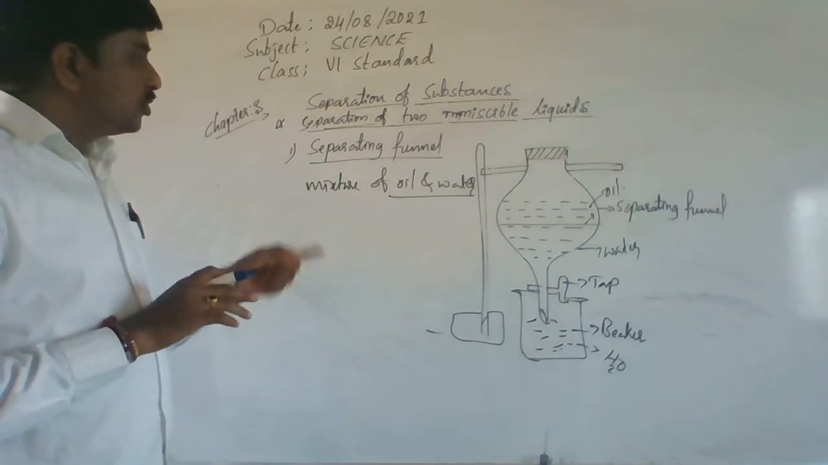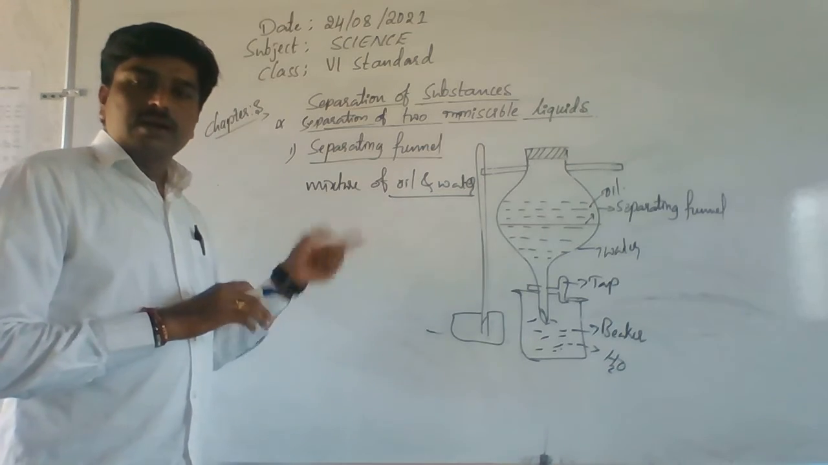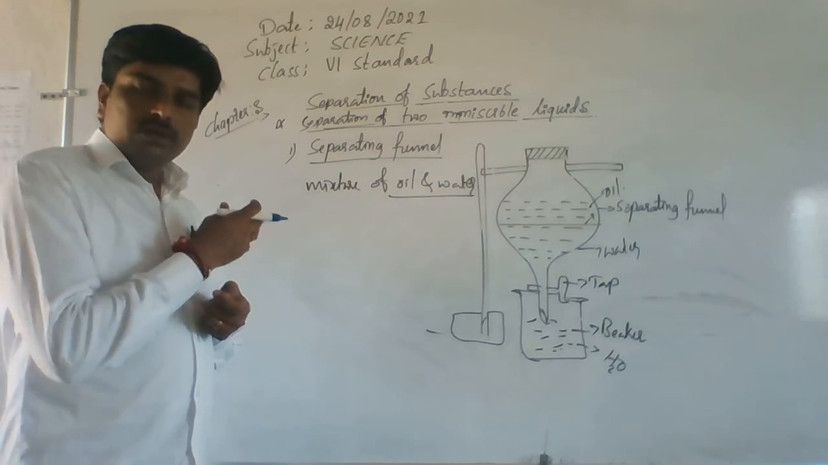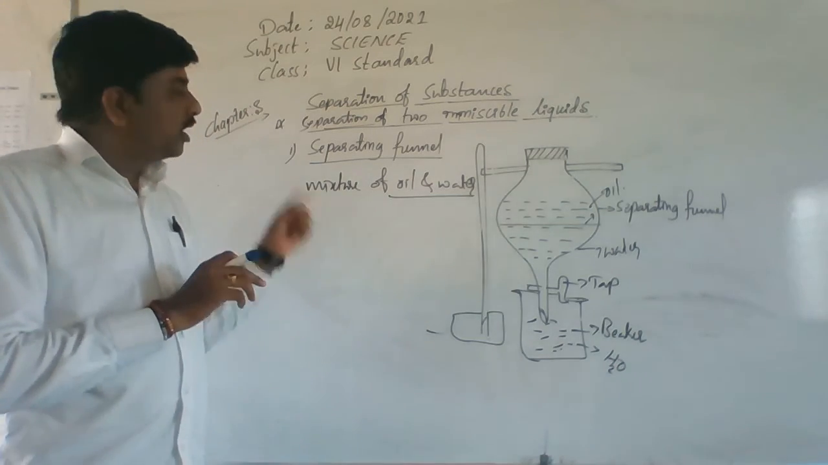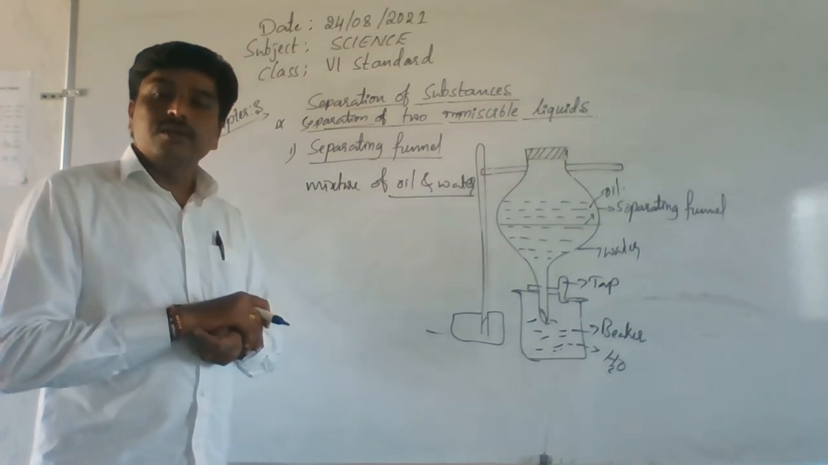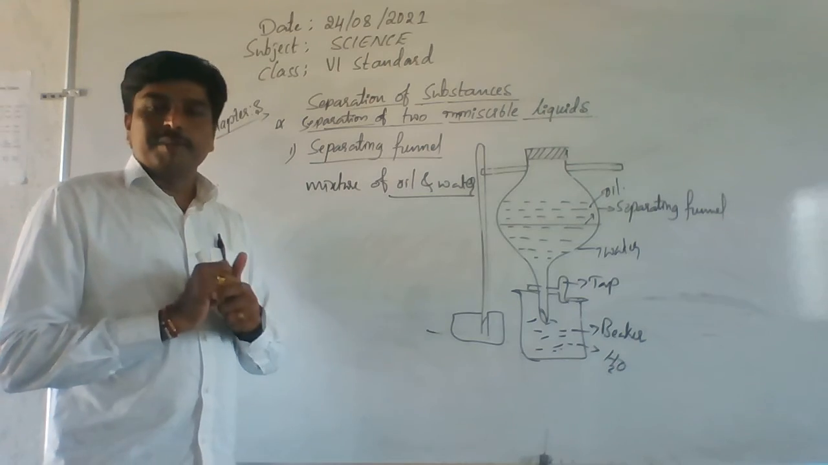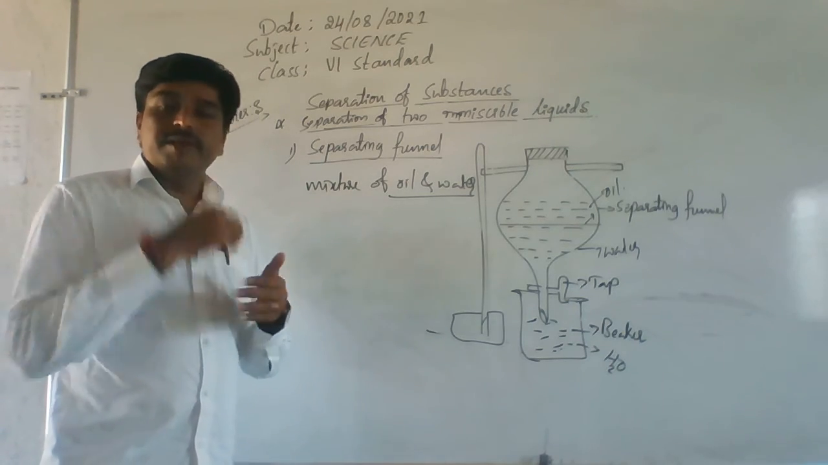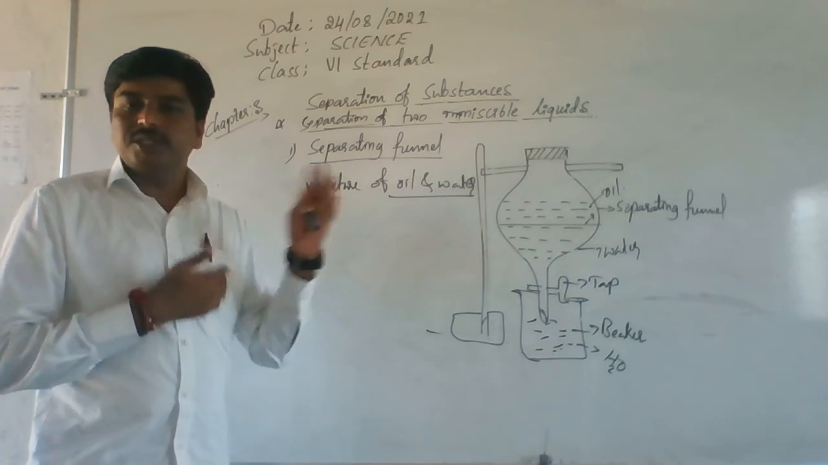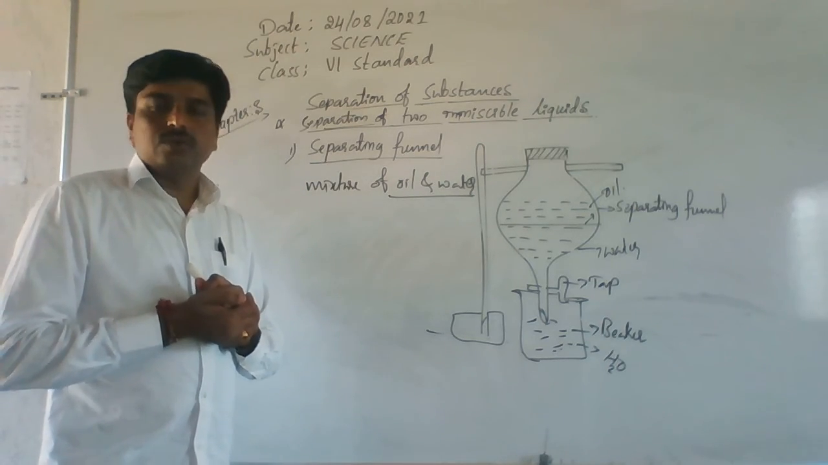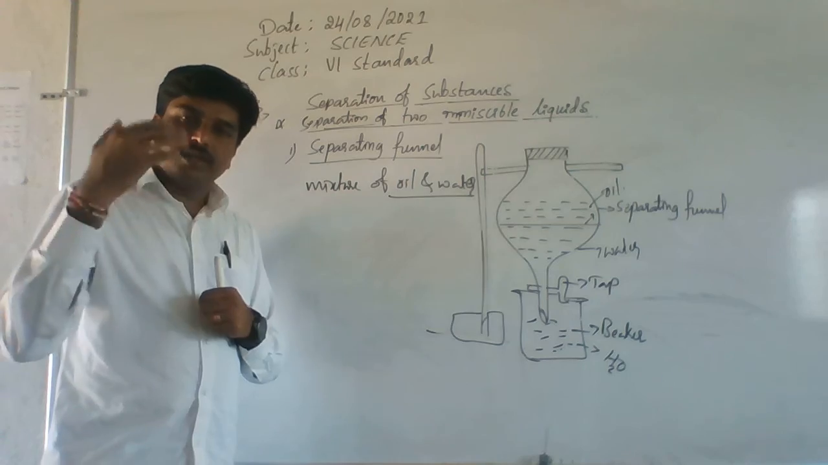Understand, students? So this is what we learned in this class. One is the condensation method, the second is the distillation method, and the third is the separating funnel method. The remaining part of this chapter will be discussed in the next class. I hope you have clearly understood these separation methods.